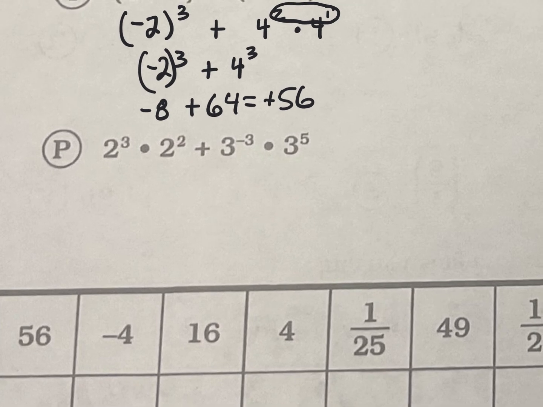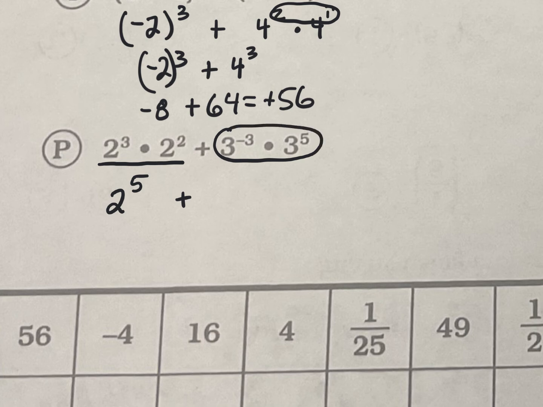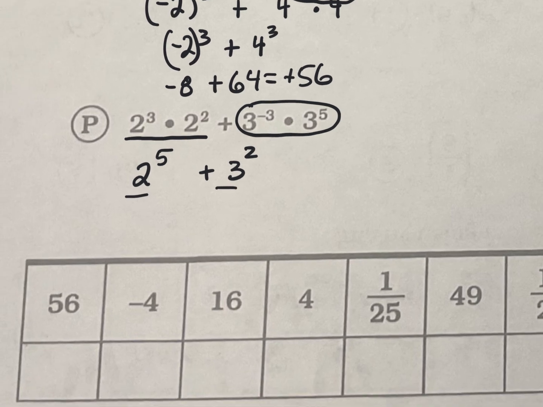Okay, let's see. Down here, 2 to the 3rd times 2 to the 2nd. That's multiplication, so we can add the powers, 2 to the 5th, plus 3 to the -3rd and 3 to the 5th. That's multiplication, so we can add the powers, 3 to the 2nd. There's different bases, so there's nothing I can do here, so I'm just going to do this: 2 times 2 times 2 times 2 times 2. 2 times 2 is 4, times 2 is 8, times 2 is 16, times 2 is 32. Plus 3 squared is 9, equals 41.